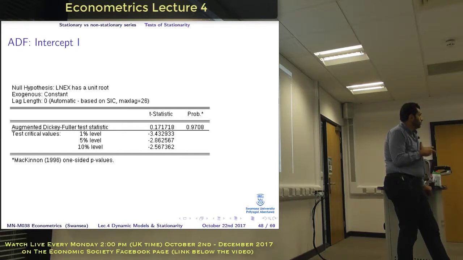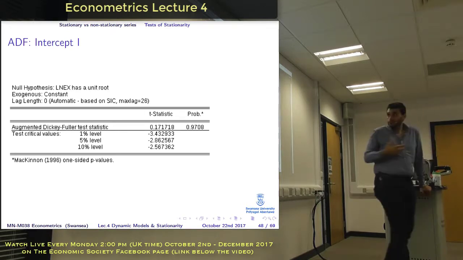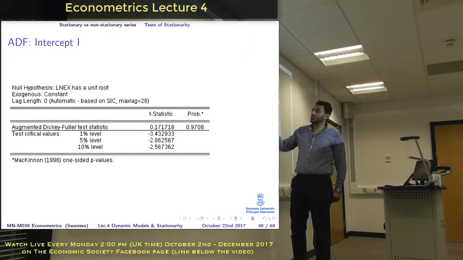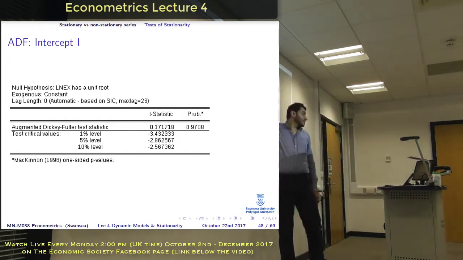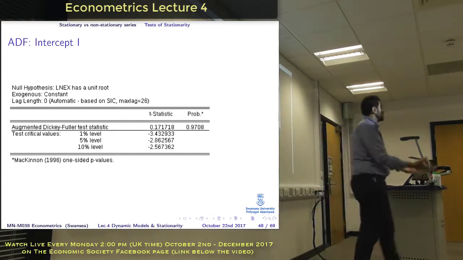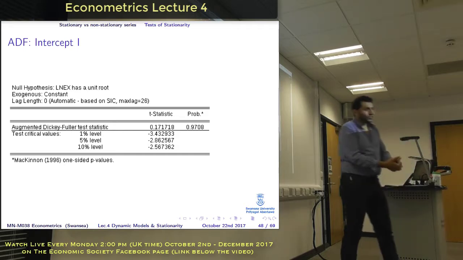Do we reject or we don't reject? Yeah, so we fail to reject. So meaning that we don't reject the null hypothesis. If we don't reject the null hypothesis, that means the series has a unit root, which means it is non-stationary. It is not stationary. And we want it stationary.